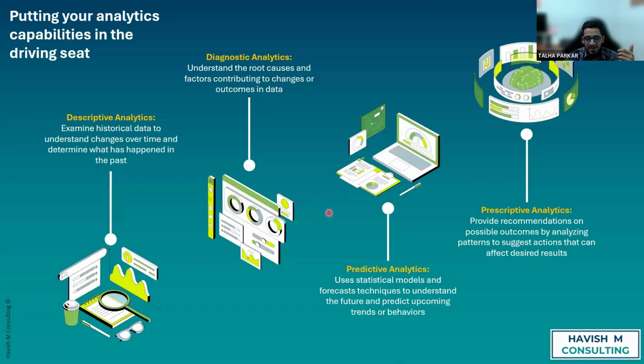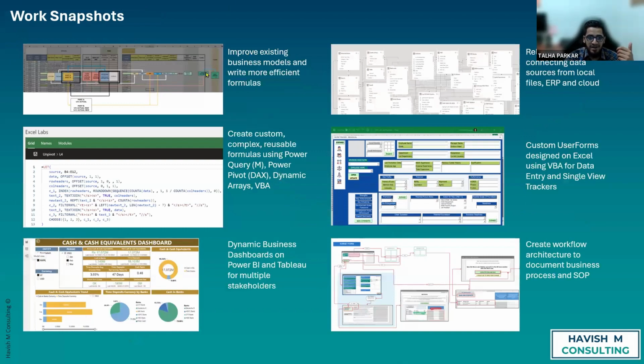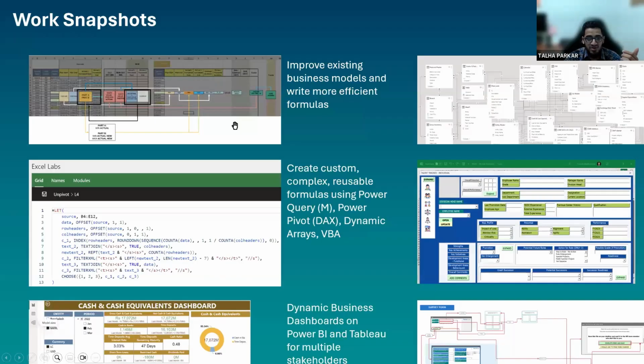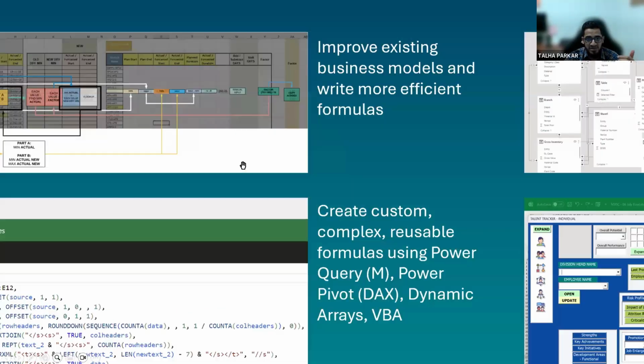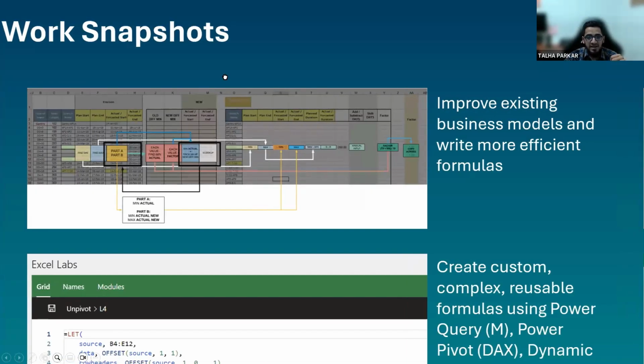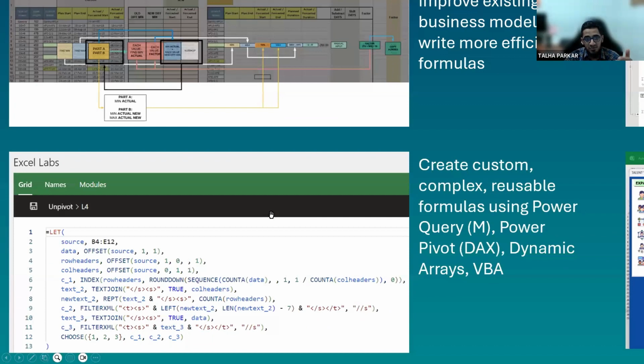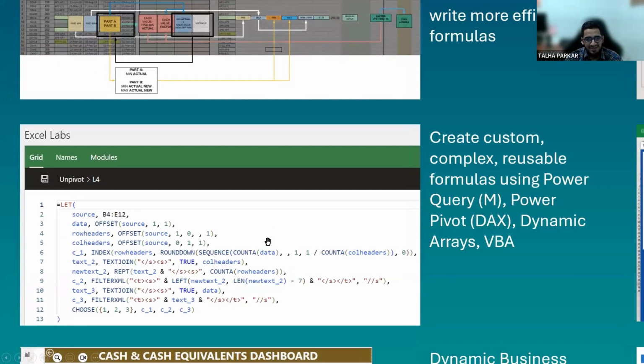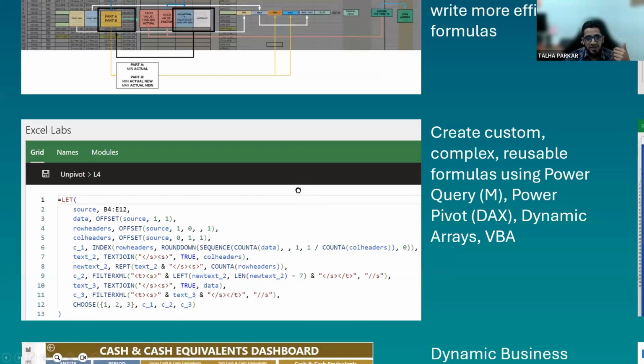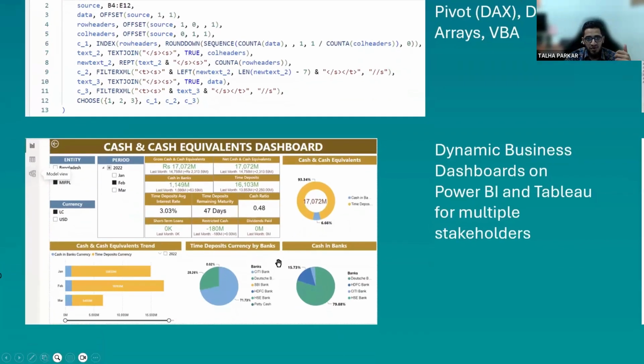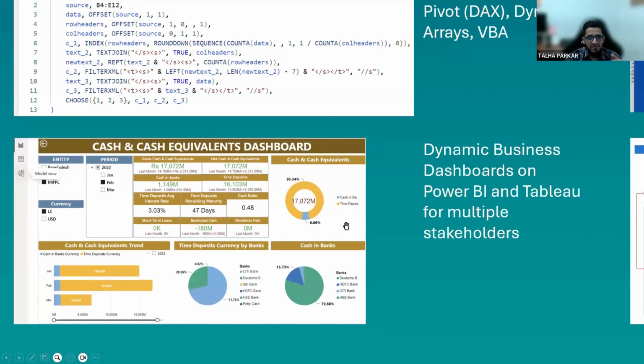What we do can essentially be categorized into 6 buckets. We help our clients improve their existing business models by writing more efficient formulas and improving the structure of the model. Then we create custom and complex reusable formulas and functions on Excel using the worksheet formulas that we have in Excel, using M code in Power Query, DAX in Power Pivot, or in Power BI, and using VBA as well. We also create dashboards, business dashboards for senior leadership and senior stakeholders and for general purpose across the organization, both on Tableau and on Power BI.